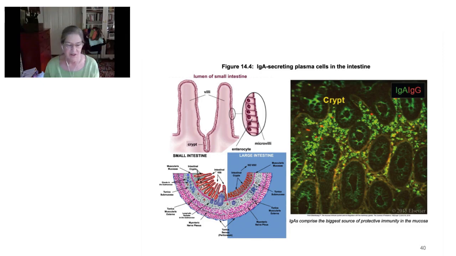And I can tell you that the homing signals to get to the small intestine are different from the homing signals to get in the large intestine. Anyway, so what you will get then at the base of these crypts are plasma cells that will then secrete antibody that's then going to go into the mucus layer and follow its way out the poop chute, essentially.